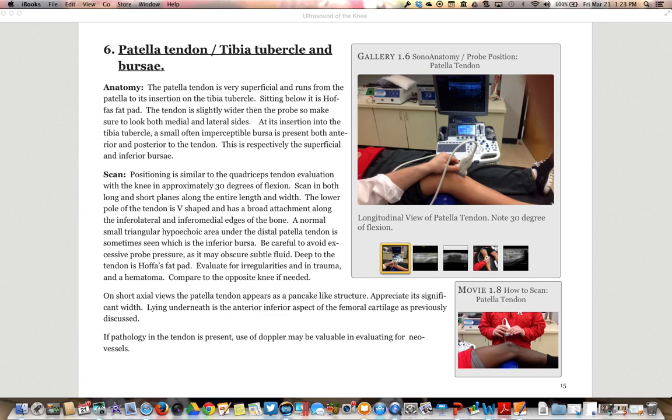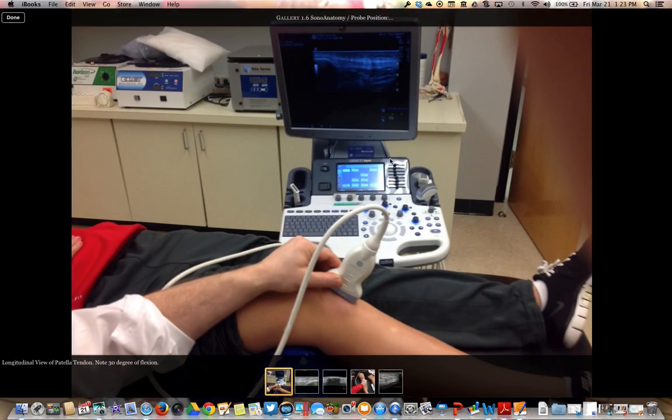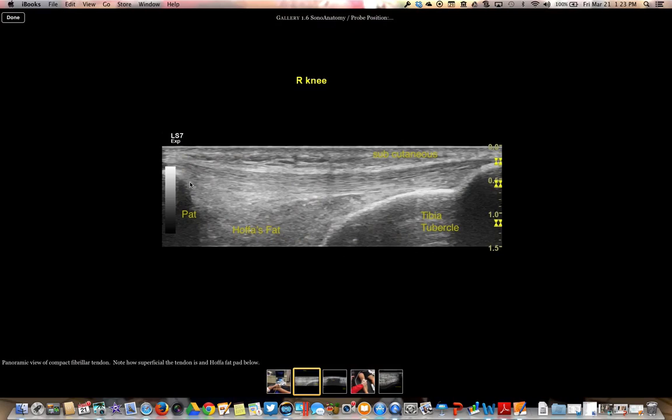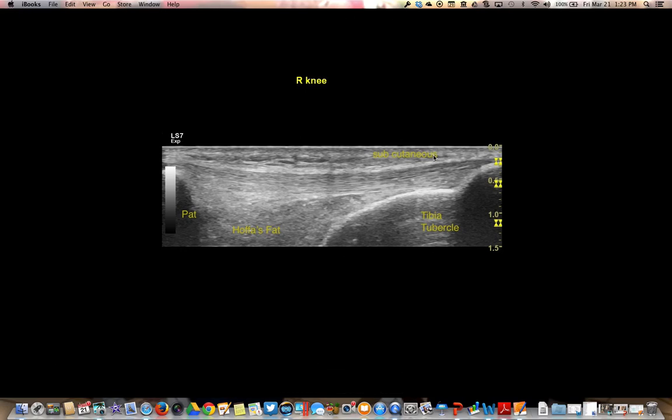When we scan this, we're going to be scanning similar to the quadriceps tendon with the knee in 30 degrees of flexion. You want to scan in both long and short planes, looking at the tendon in great detail. Be careful to avoid excessive pressure on the probe to avoid missing a subtle fluid collection such as a bursitis. Let's look at how we do this. First, some probe positioning longitudinally, looking at the patella tendon, its origin, Hoffa's fat pad, its insertion, subcutaneous tissue, the broad insertion over the tibial tubercle.